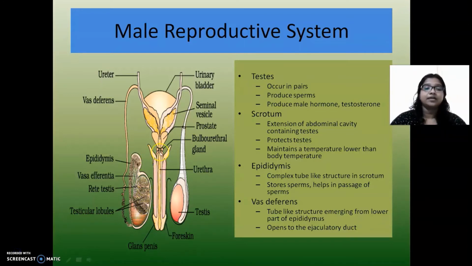The copulatory organ in the human male is the penis, a muscular structure through which the urethra passes. That urethra is the common passage for both urine as well as semen.